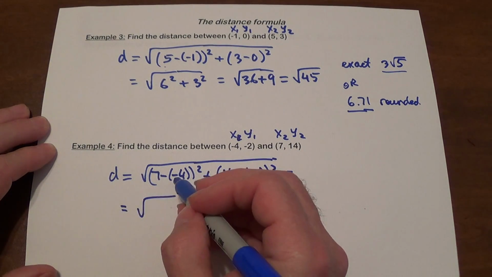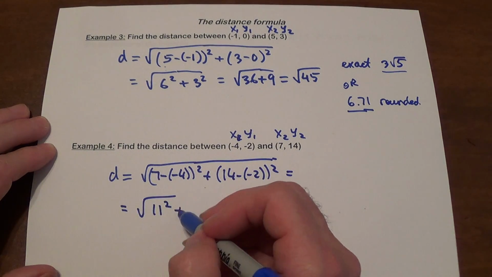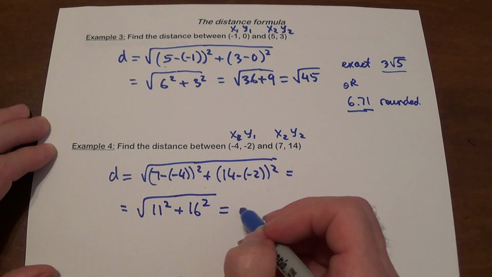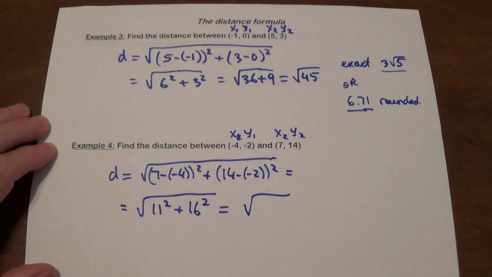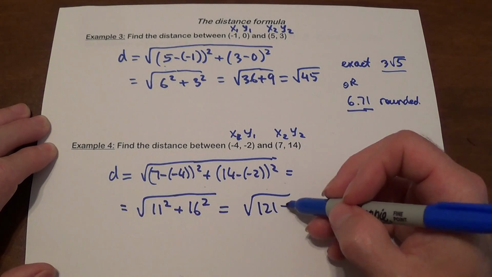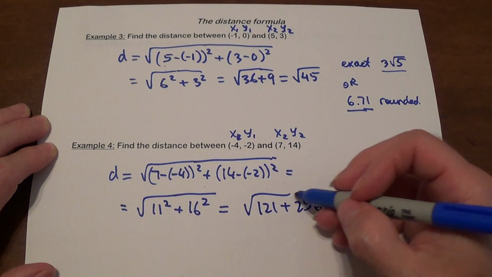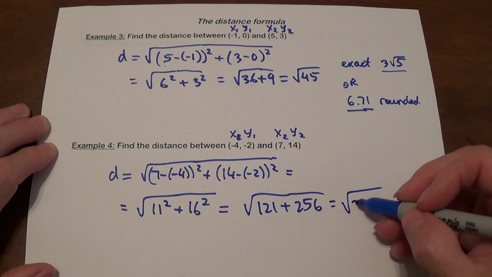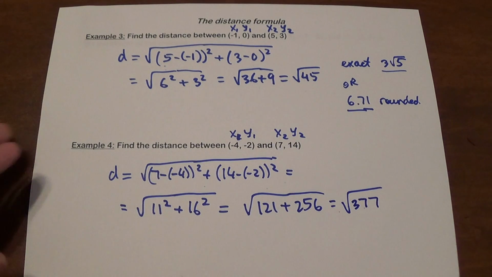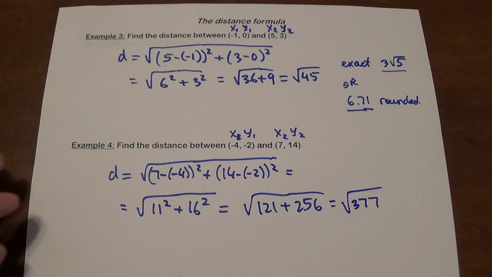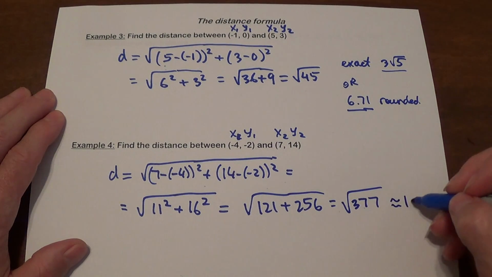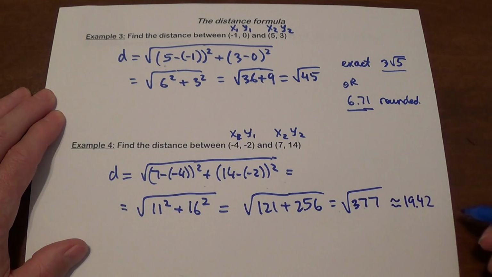So this is going to be 7 plus 4, which is 11 squared. This is 14 plus 2, which is 16 squared. So it's going to be the square root of 121 plus 256. So that's the square root of 377. And the square root of 377 is going to be 19 point... so it's going to be approximately 19.42.